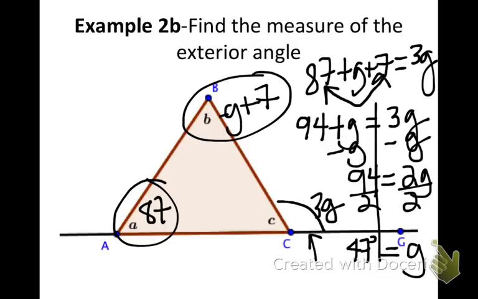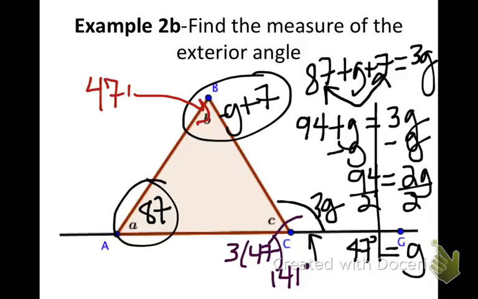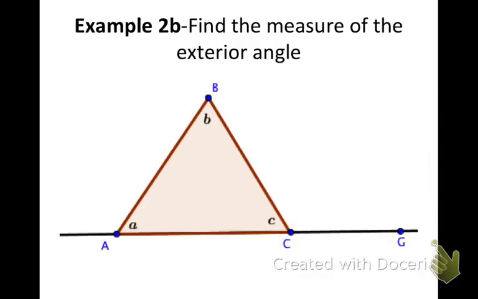Okay? But we're not done yet. Now we know that if G equals 47 degrees, this angle is 3 times 47, so that angle is going to be 141 degrees. And our angle B up here is going to be 47 plus 7, so that angle is 54 degrees. So now you're going to try some on your own. Again, if you have questions, write them on the side.